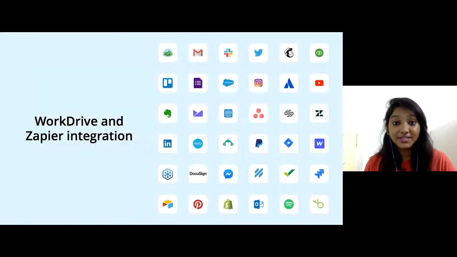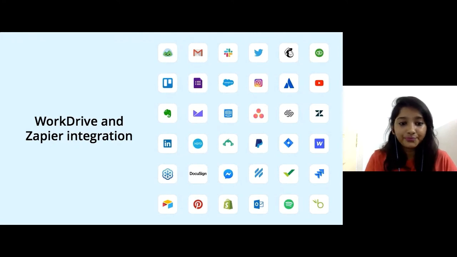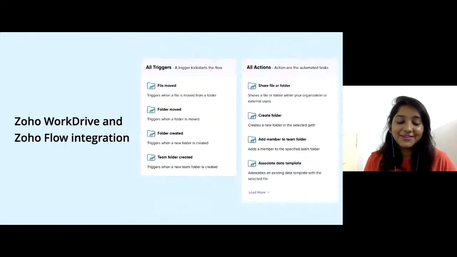WorkDrive is integrated with Zapier, which means you can connect 1,000+ business apps with WorkDrive and streamline information flow. And WorkDrive is also integrated with Zoho Flow. So you can create actions, set triggers, create decisions, automate manual tasks. So let's say every time there is an email that you receive, you want to automatically upload it to a particular team folder, then that can be automated.